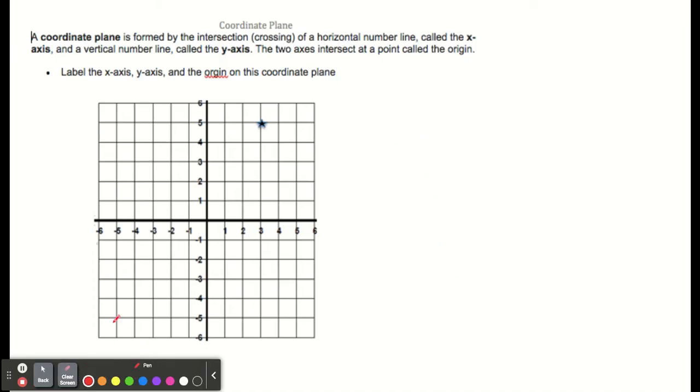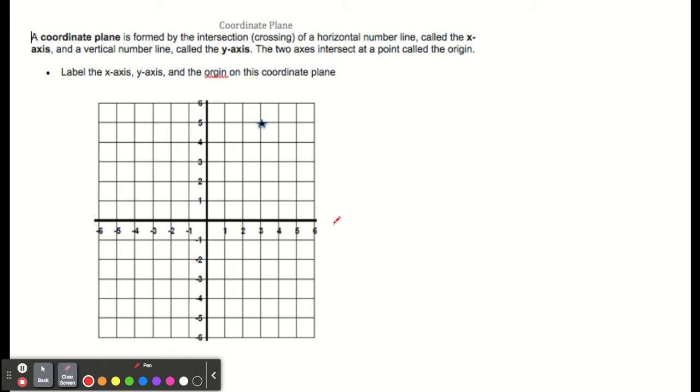Okay, so this that you see on the screen is called a coordinate plane, or coordinate grid is sometimes how I will say that. And this is created when a horizontal number line, which is one that's going this way, crosses or intersects with a vertical number line. That would be one that goes up and down. So when a horizontal number line and a vertical number line cross each other or intersect, that makes a coordinate grid or coordinate plane.